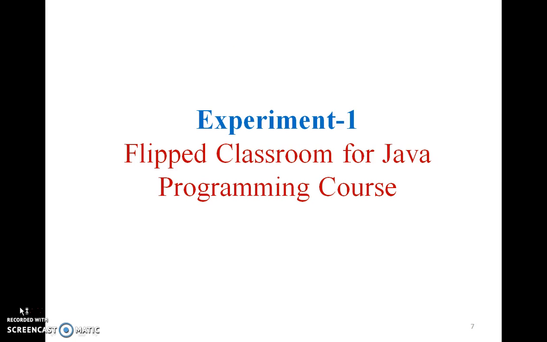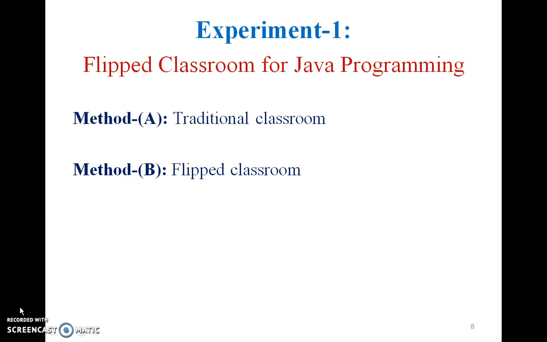Experiment 1 is the use of flipped classroom for the Java programming course. In this experiment, two methods are followed, method A and method B. In method A, the topics in Java are instructed using chalk and blackboard and PowerPoint presentation, that is, the traditional classroom method. Whereas in method B, the topics from the Java course are instructed using the flipped classroom strategy.